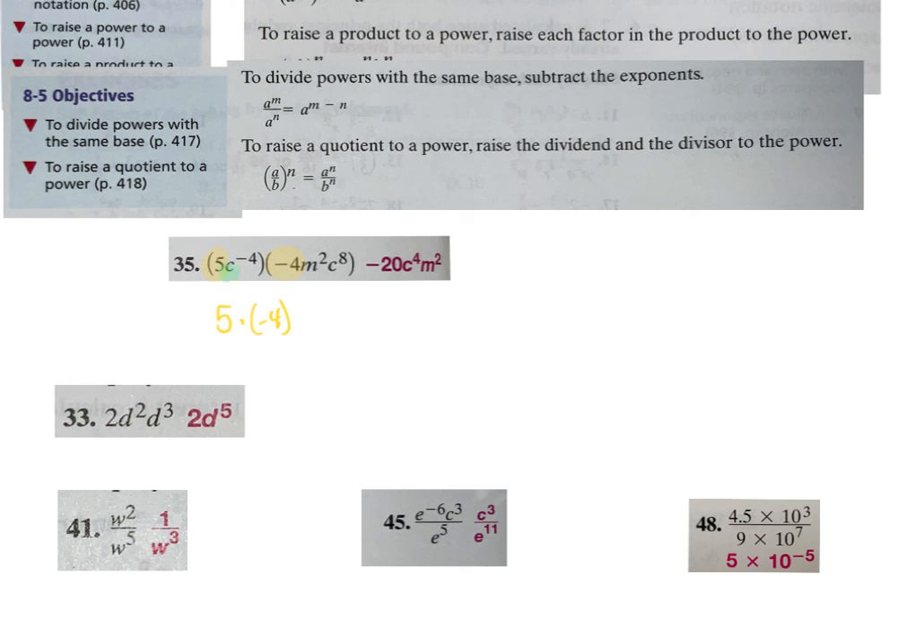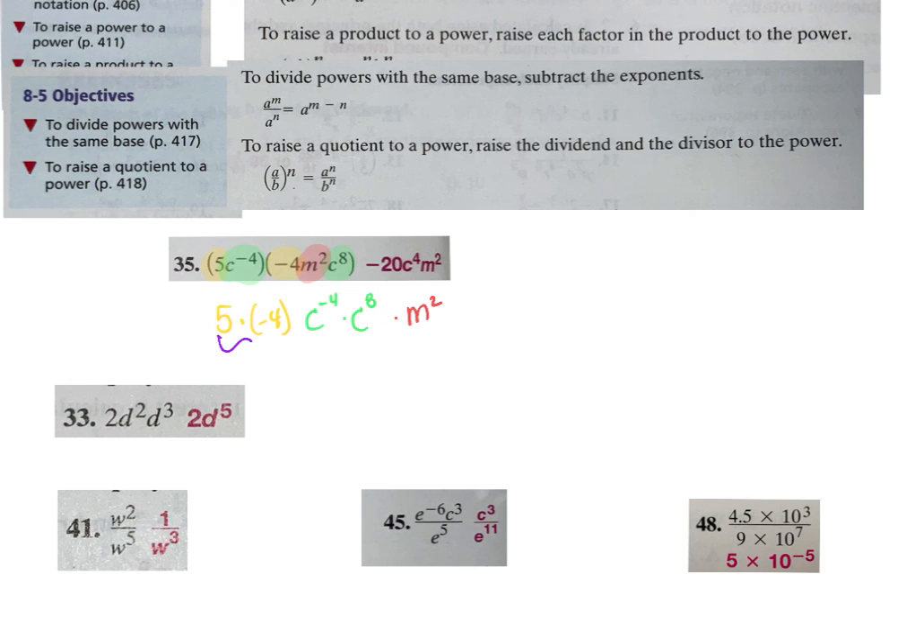If I look at my c's, I have c to the negative 4th and c to the positive 8th. So I can multiply those. C to the negative 4. And since I'm multiplying like bases, I'm going to end up adding those exponents. And then for the last one, the m doesn't have anything to combine with, so I just have m squared. And then I'm just going to simplify each of those pieces.